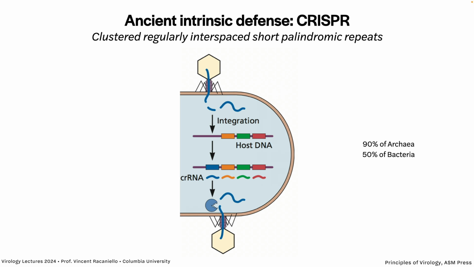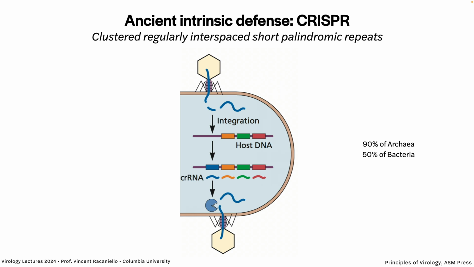And finally, there's an ancient defense, an intrinsic defense known as CRISPR. So this CRISPR system, clustered regularly interspaced short palindromic repeats, has evolved in bacteria and archaea to defend them against viruses and probably plasmid DNAs coming into the cell. And of course, the beauty of it is that it has been repurposed by humans for gene editing. But it wasn't originally made for gene editing. It's a defense against DNA invasion.